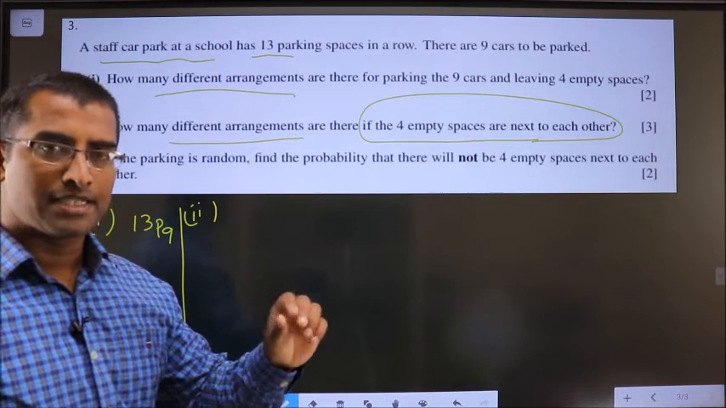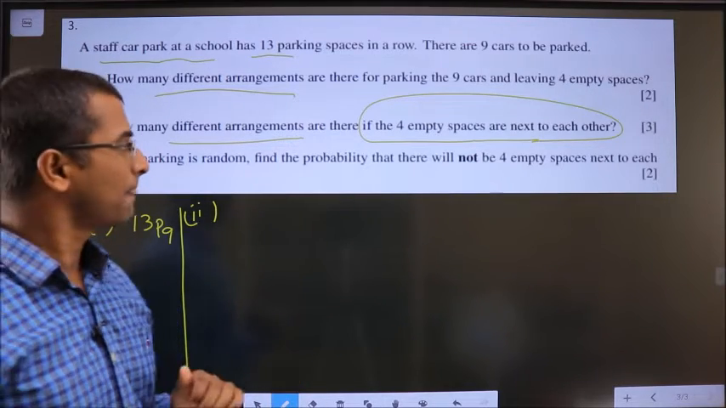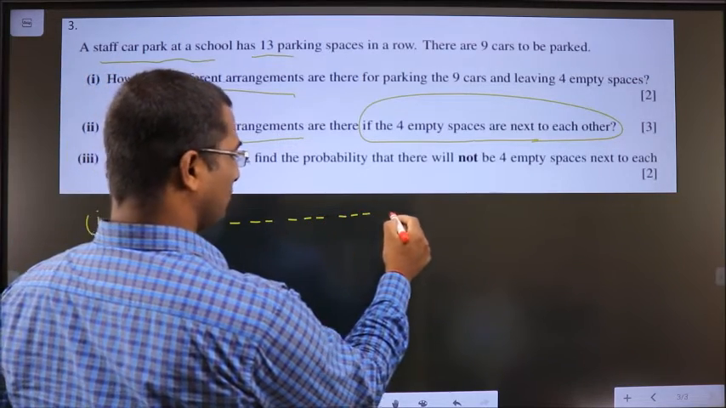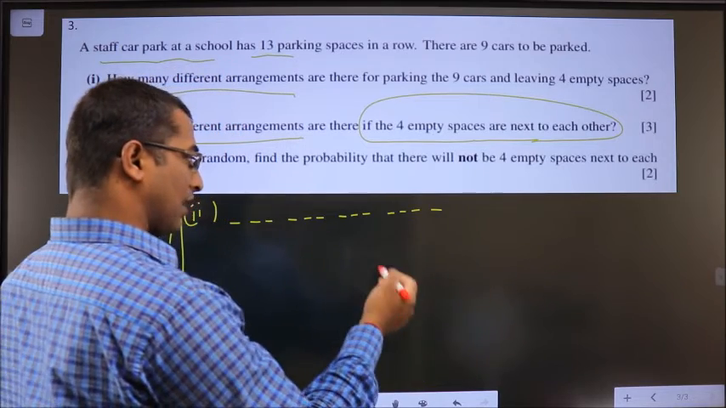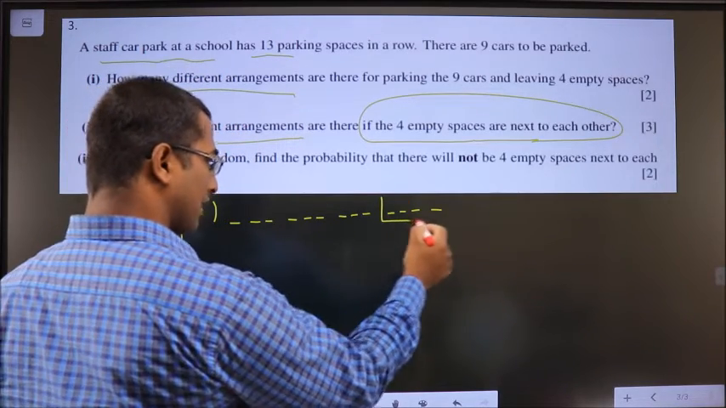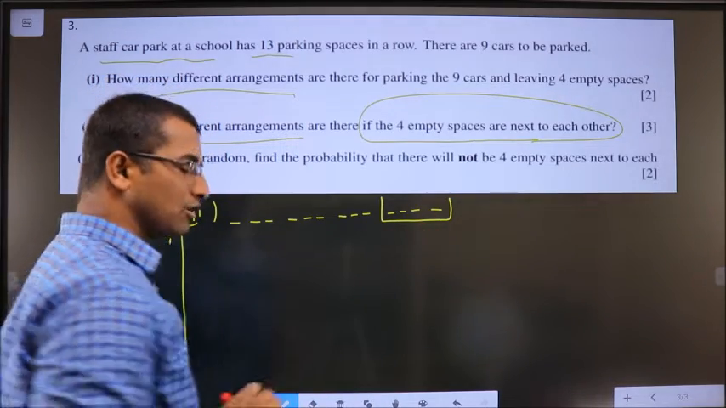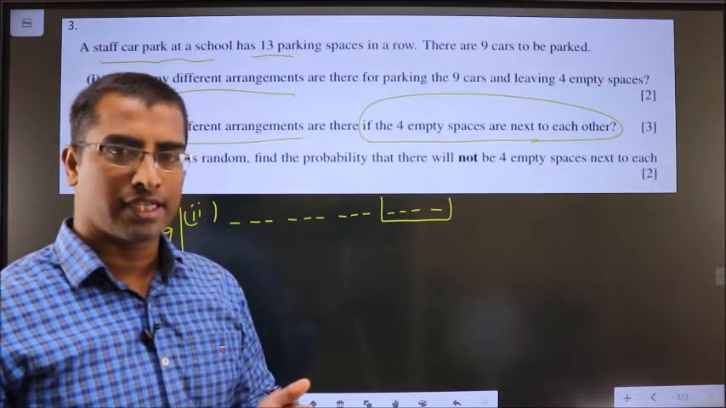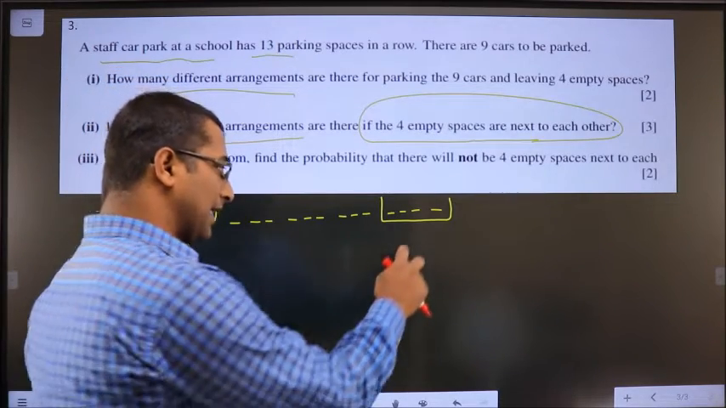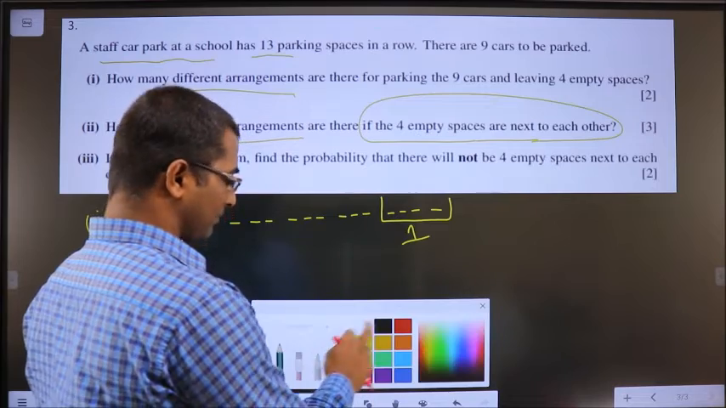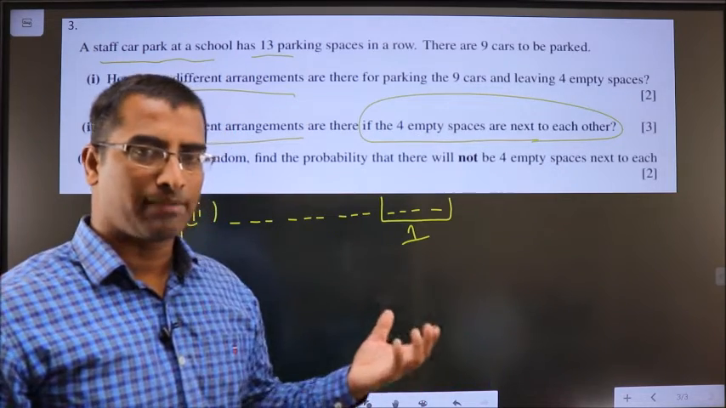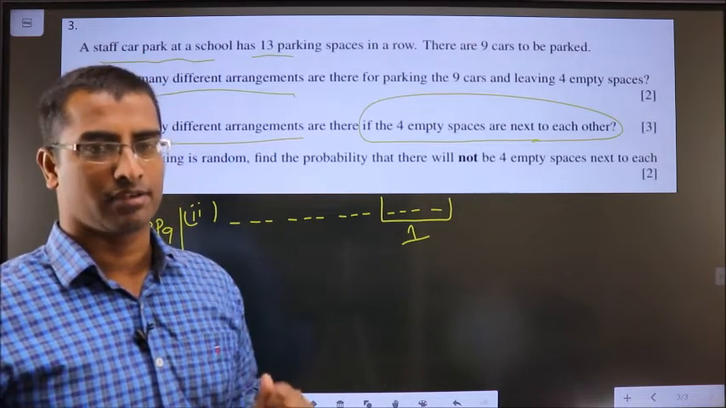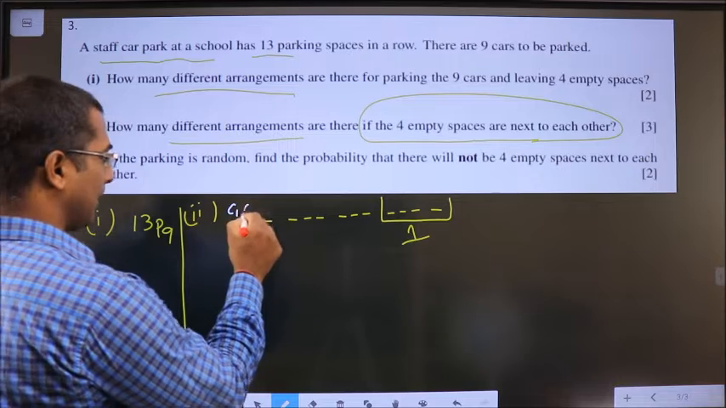The 4 empty spaces should be next to each other. So there are 13 parking spaces. So put 13 blanks. Now condition is 4 empty spaces should be next to each other. How do I make sure that empty spaces are always together? Only one way, by considering them to be one unit. If I consider all empty spaces to be one unit, that's how I am sure that they are always kept together. And outside are 9 cars.